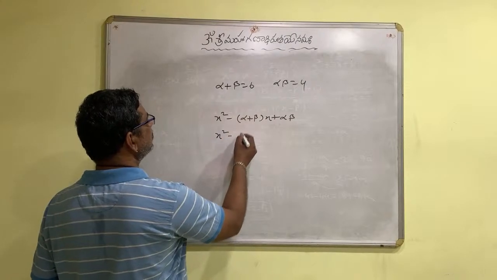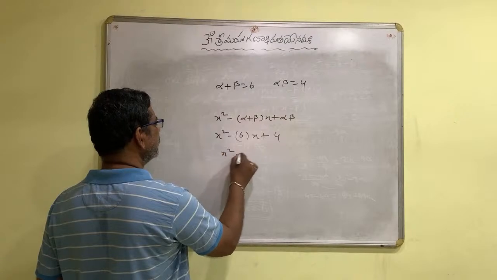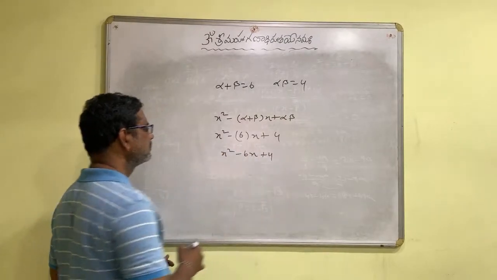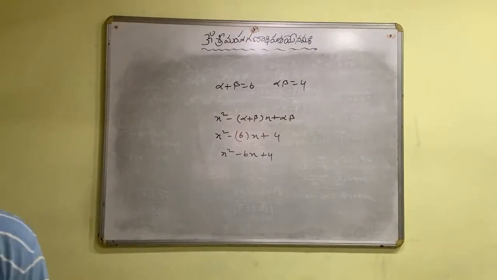x square. So the polynomial is this one: x square minus 6x plus 4.